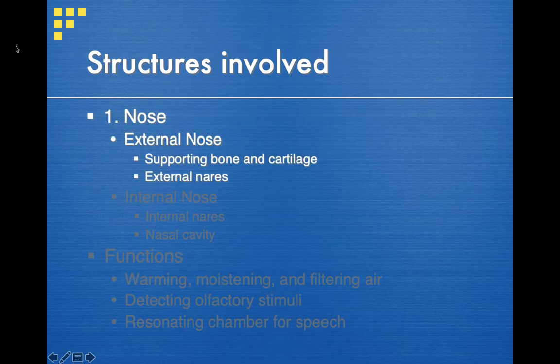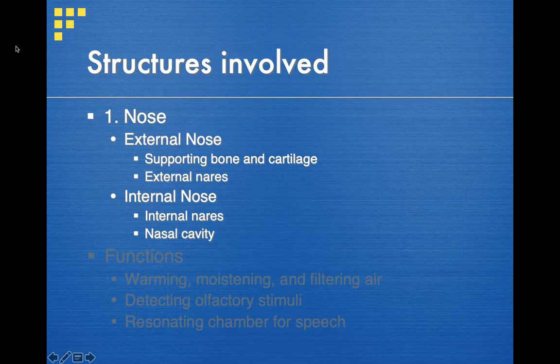The external nose, we already know, is made of cartilage, and the bone, the nasal bone, supports that. The external nares would be the official name for our nostrils, those two holes that allow air into our nasal cavity. The internal nose would house the internal nares, which would just be a continuation of those openings from the outside environment into our nasal cavity.